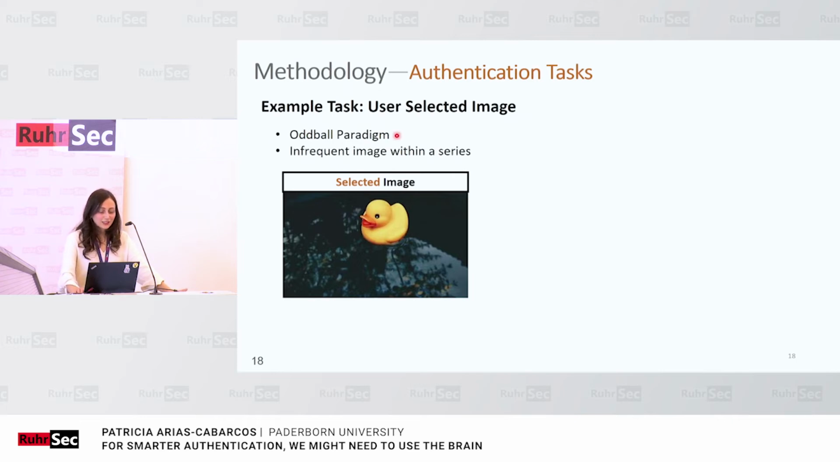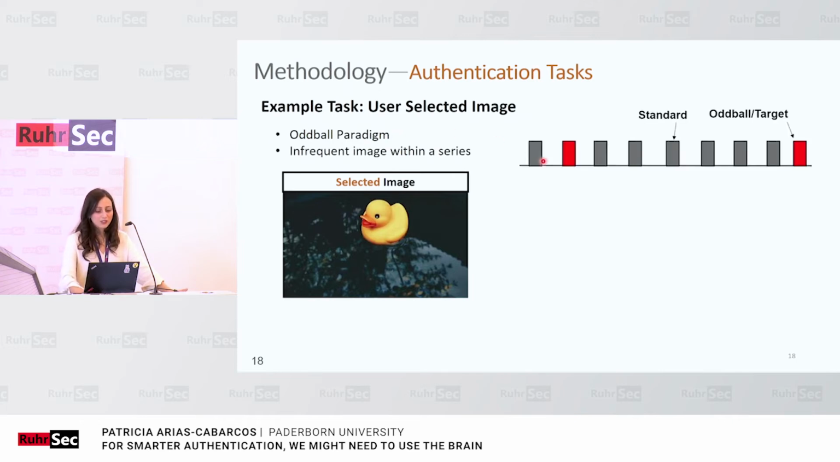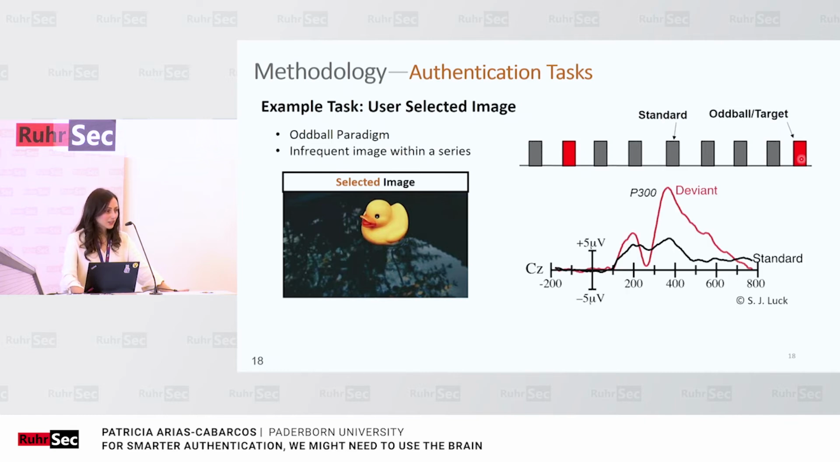This says that if I show a user a sequence of standard elements, like these gray rectangles in the series, and in between them, I show something that is different and rare in occurrence, the red rectangle in this case, then my brain will react with a waveform that peaks around 300 milliseconds, and that is positive. This is called the P300 event-related potential, and we decided to exploit this paradigm to create our authentication task.